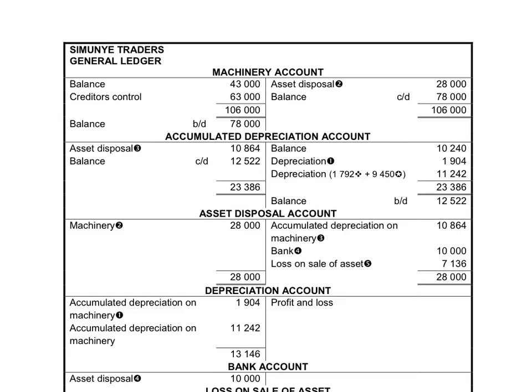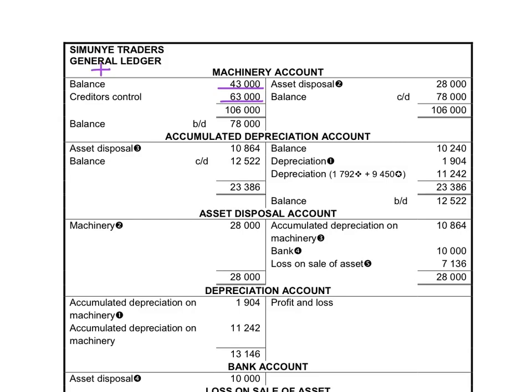We had machine A and B at the beginning of the year, so we will add the cost price of A and B together, and that will give me 43,000. Then we bought an additional machine during the year for 63,000. So that means my machinery, that's an asset, increases on the debit side.